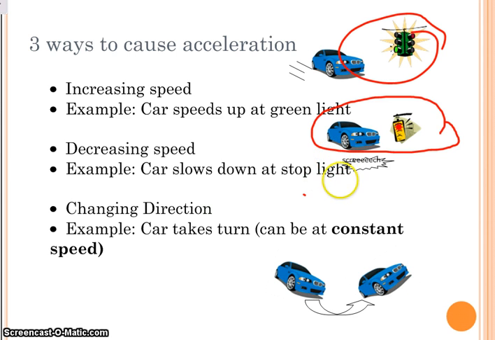Just slightly different. You can think of it, it wouldn't be a positive acceleration, it would be a negative acceleration, which we'll talk about in just a little bit. And the last way, let's just say you're simply taking a turn here. You can also take a turn, and that technically, once again, is changing your velocity, and a change in velocity over time is acceleration.